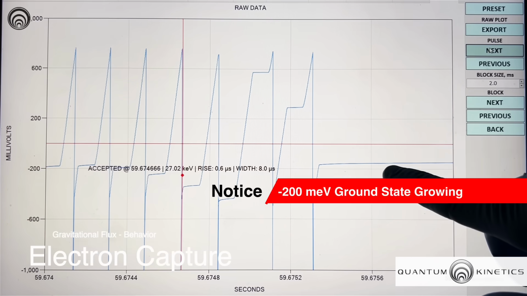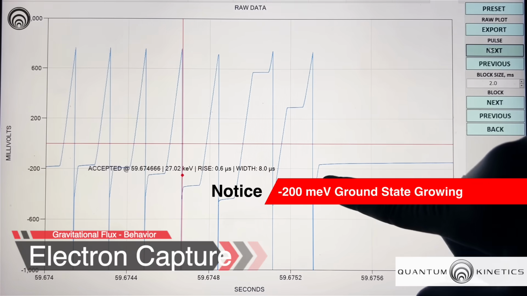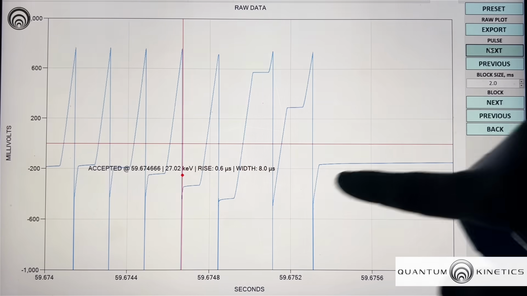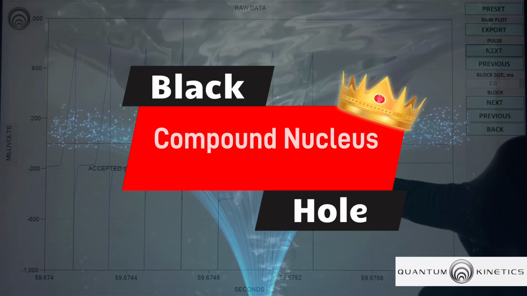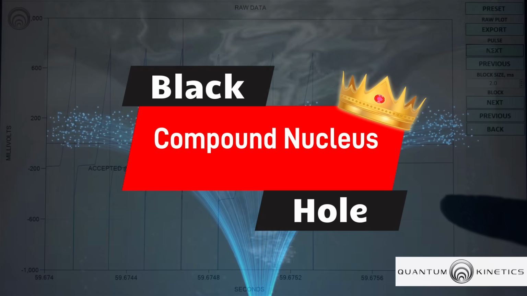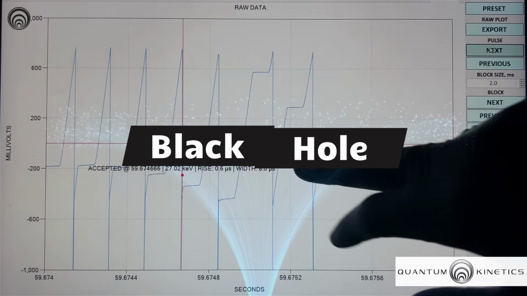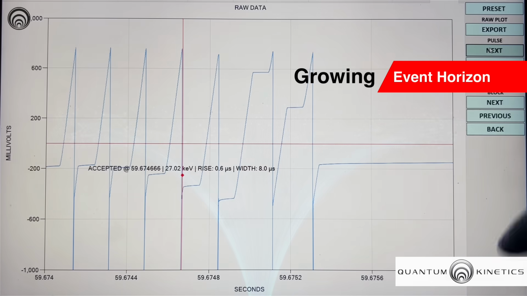And another thing that's interesting, if you look after the sequence of pulses, you'll notice that the steady state of the environment is actually below zero reference, which is really interesting because what that means is the negative pressure is still somewhere in the vicinity. So there's still something going on here.